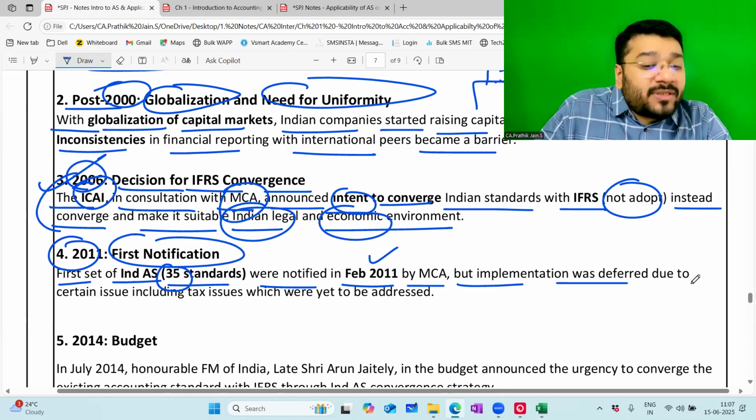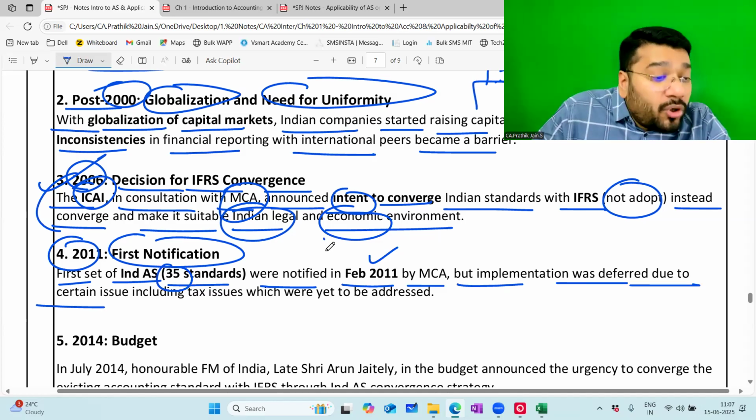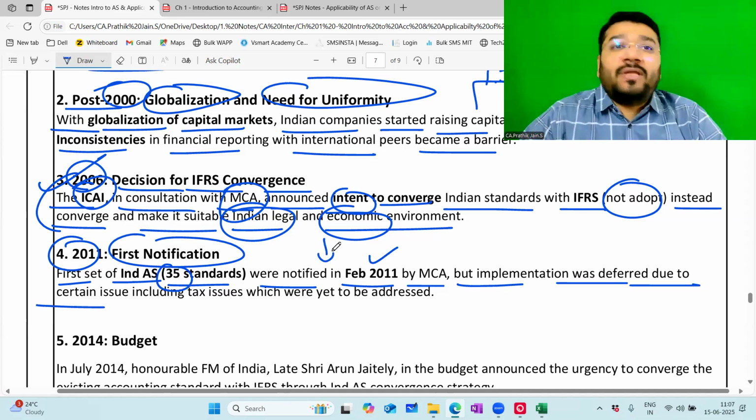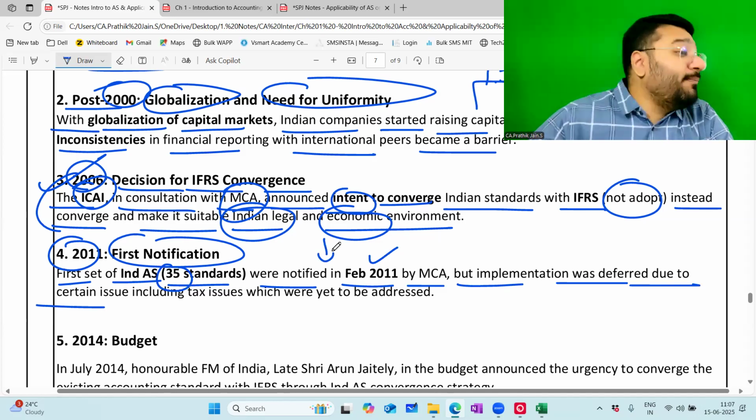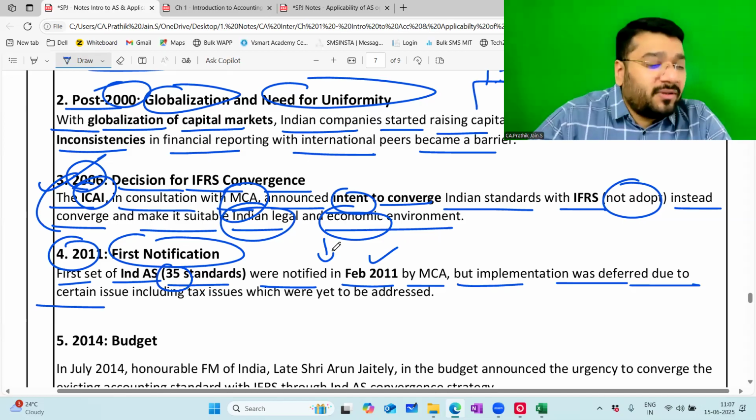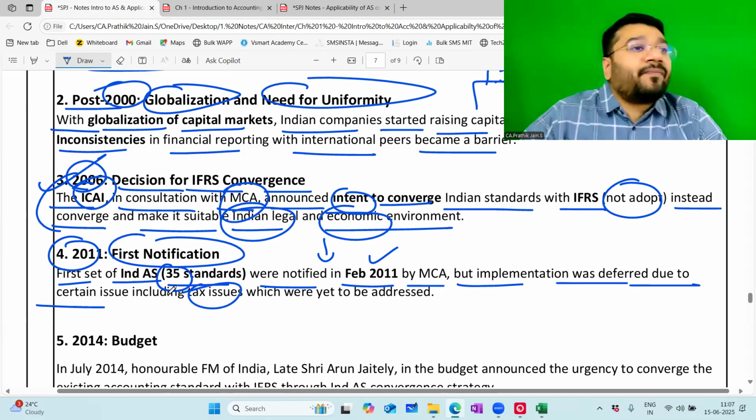But implementation was deferred due to certain issues. They came out with standards, but still we could not implement them. Why? Because we had a lot of issues. One example is tax issues: the tax law in our country versus what was there in other countries. Because we converged with IFRS, and IFRS has different tax norms.